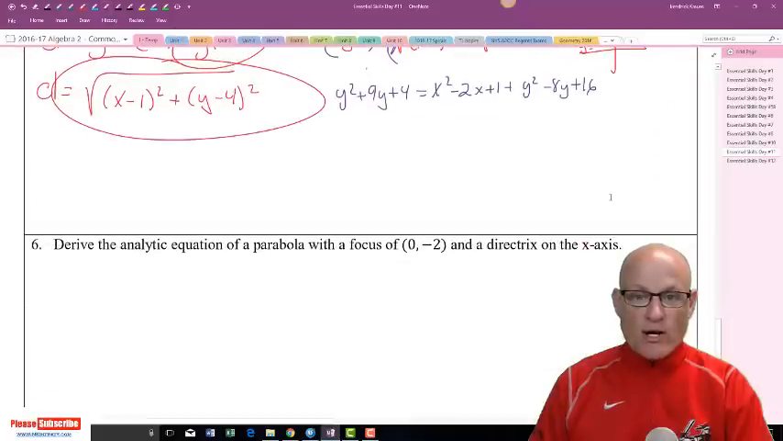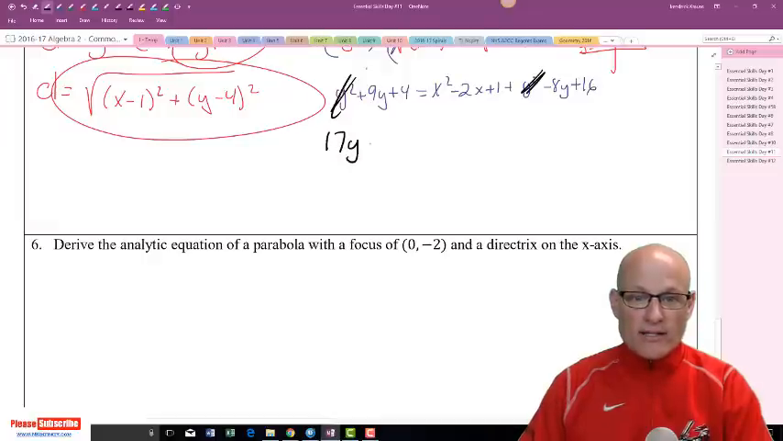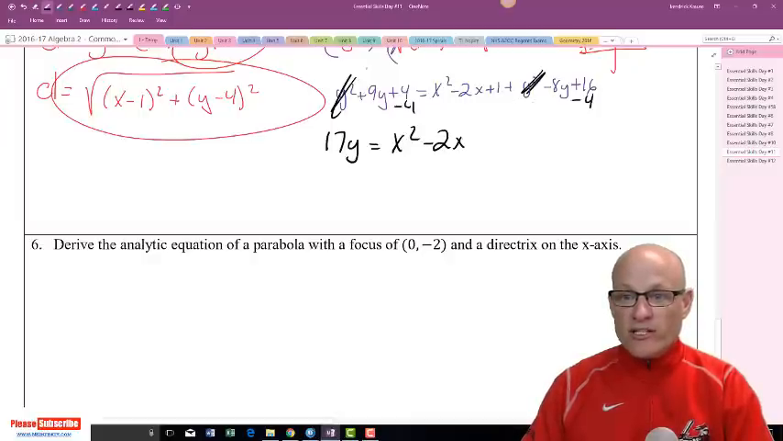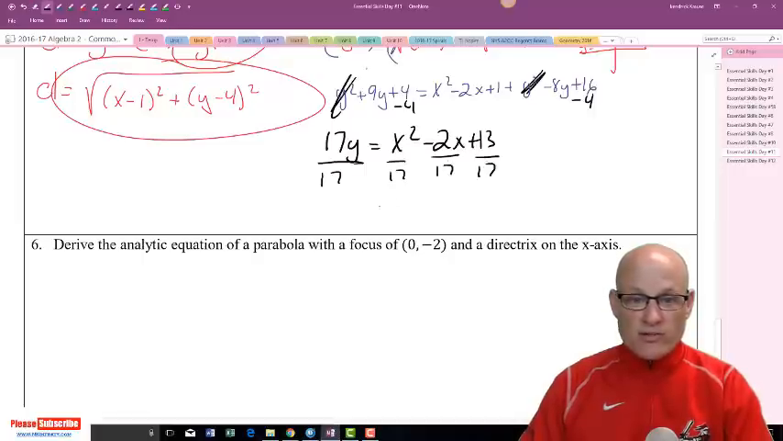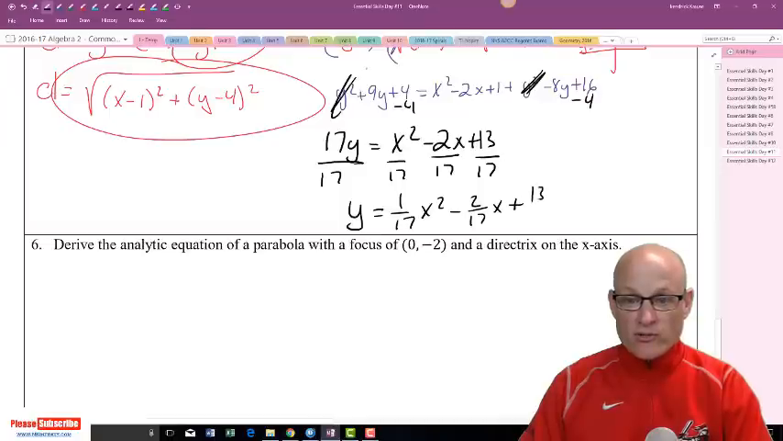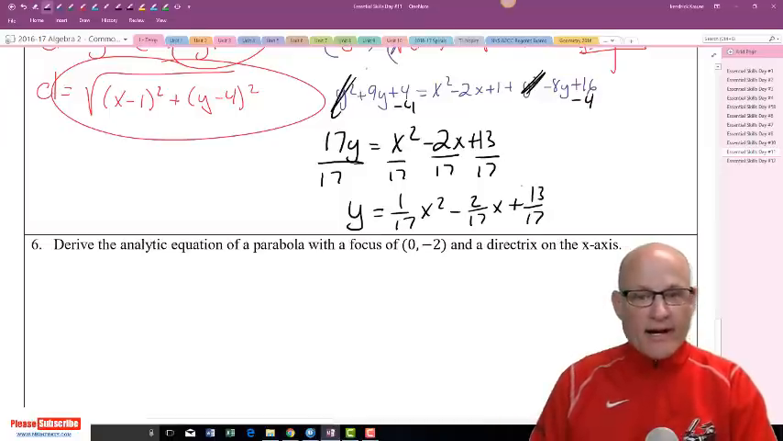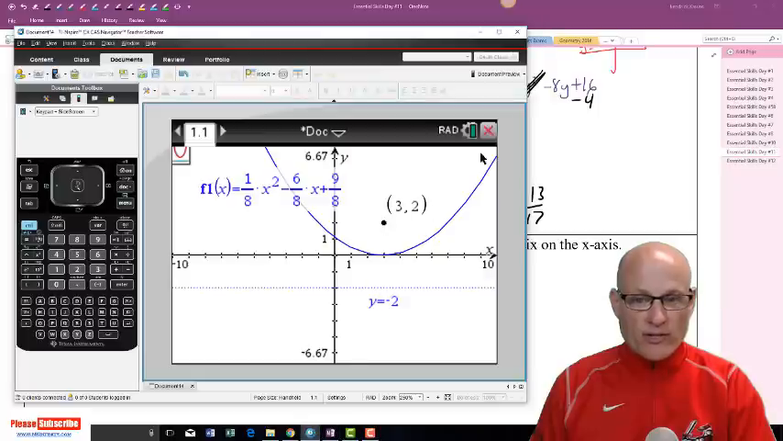Now if you've done it correctly, the y squareds cancel. I'm going to bring this 8y over, so I get 17y equals x squared minus 2x. Now I'm going to subtract this 4. So 17 minus 4 is plus 13. Divide by 17, divide by 17, divide by 17. This has got to be the ugliest parabola ever. 1/17 x squared minus 2 over 17x plus 13 over 17. I want to say I did something wrong. I'm pretty certain there's no way that's right.